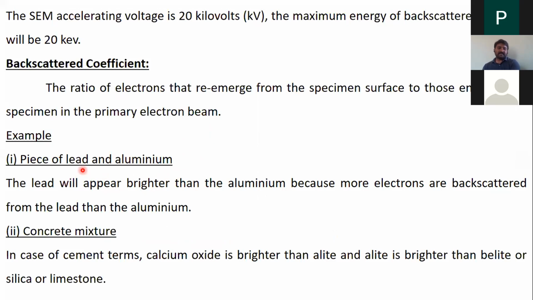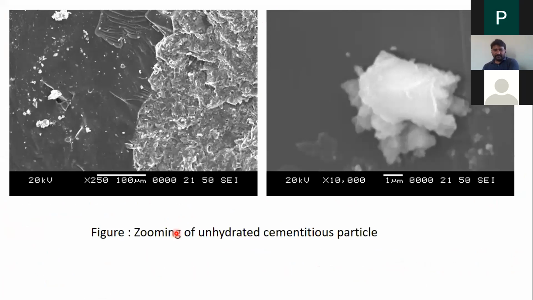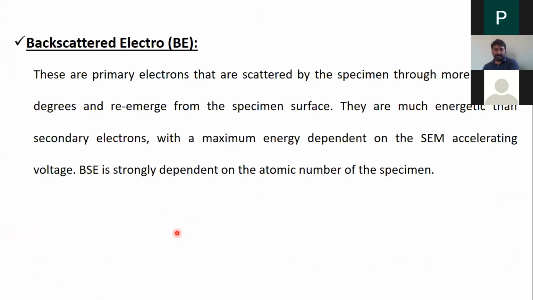As I can see, the backscattered electrons work under the backscattered electron coefficient, and usually the atomic number plays an important role here. If atomic number is higher, then it will have higher brightness. For example, lead is brighter than the aluminum because more electrons are backscattered from lead than aluminum. In case of a concrete mixture, calcium oxide is brighter than alite, and alite is brighter than barite or silica from limestone.